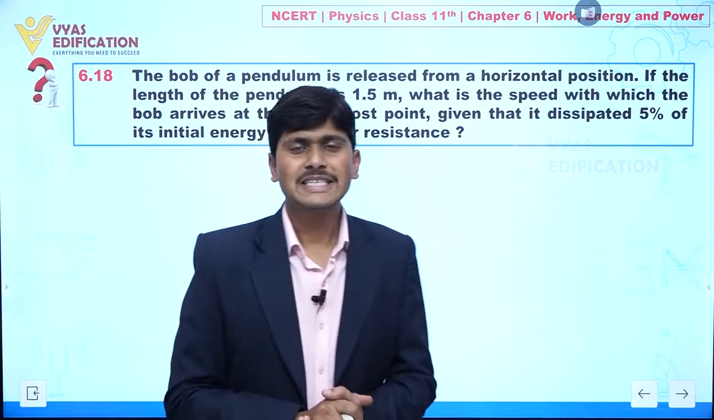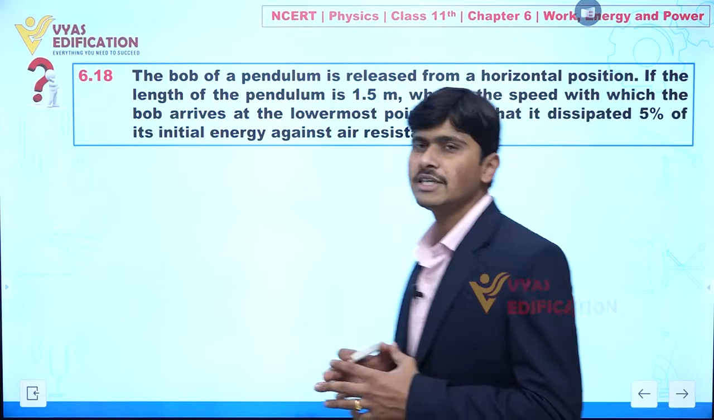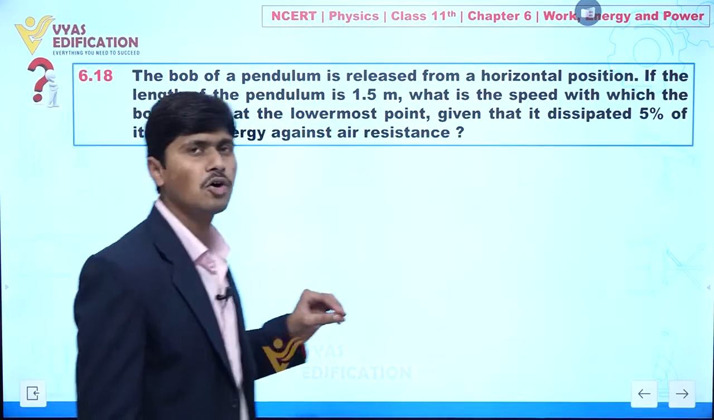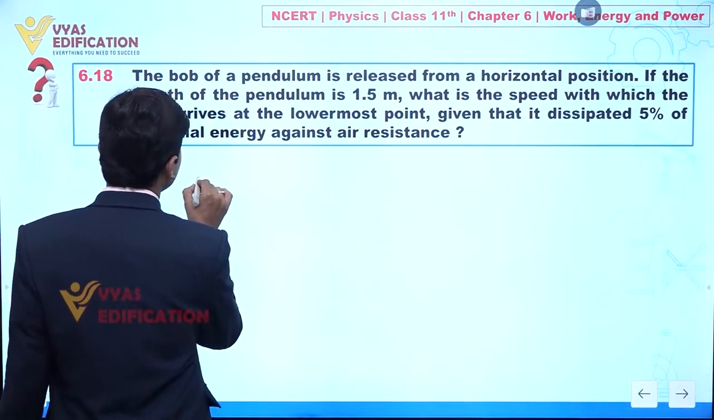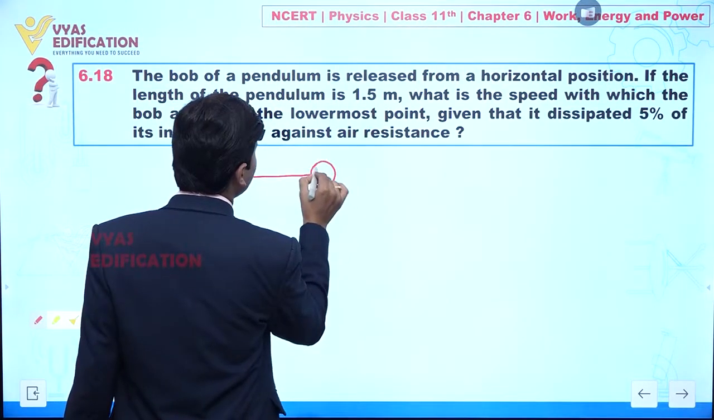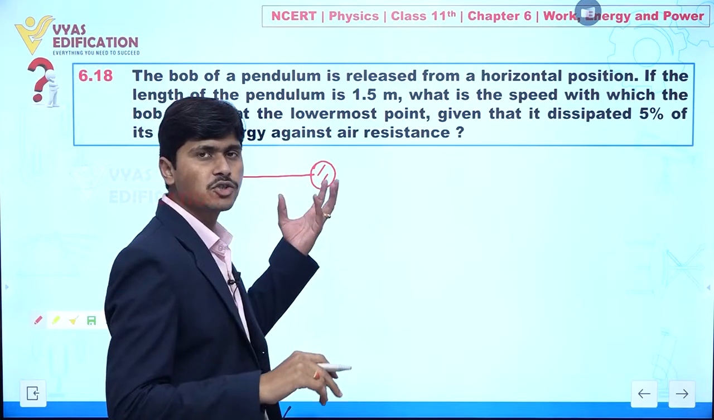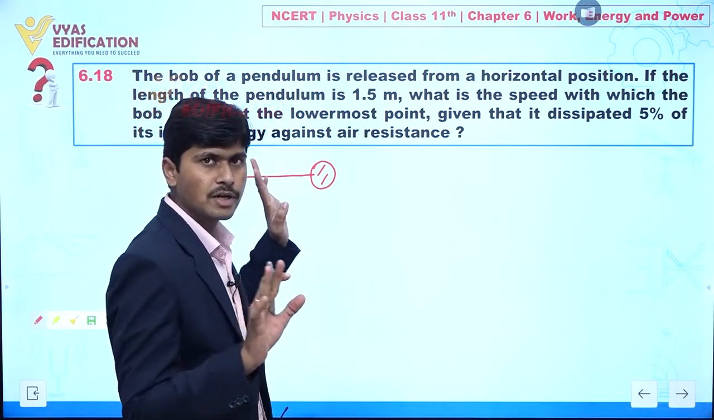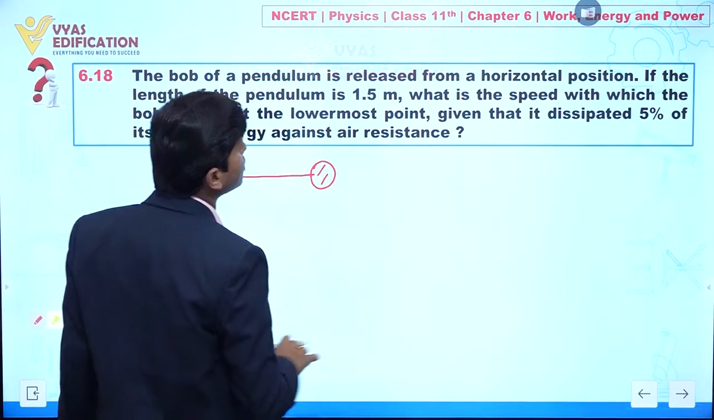Now we are going to discuss question number 6.18. In this question it is given that the bob of a pendulum is released from a horizontal position. Clear? So let's suppose I am assuming this as a bob, and this is a point about which the bob is rotating. So the bob of a pendulum is released from a horizontal position.